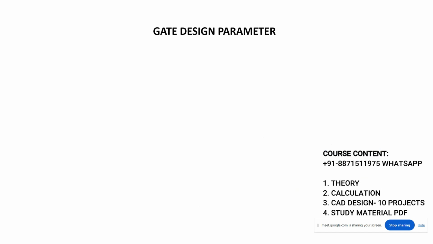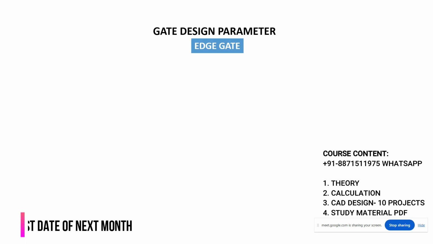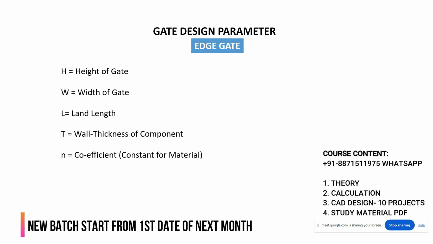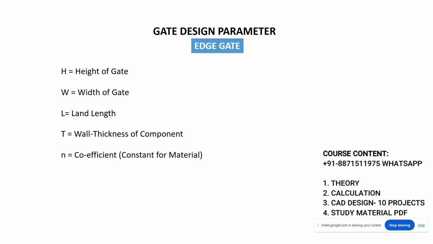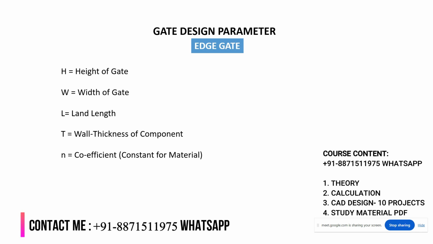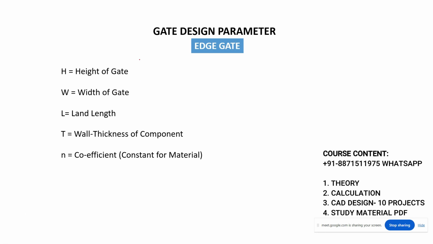Now see here, gate design parameters. For the gate design parameters, I am just taking the example of the edge gate. For the edge gate, you can see that h is nothing but the height of the gate. W is nothing but the width of the gate. What is the meaning of that? For example, if you have a component like this, see here, and here I am talking about the edge gate. What is the meaning of edge? Edge means this is the position of the gate, right? So here you can see that this is the gate. This is the gate. Okay.